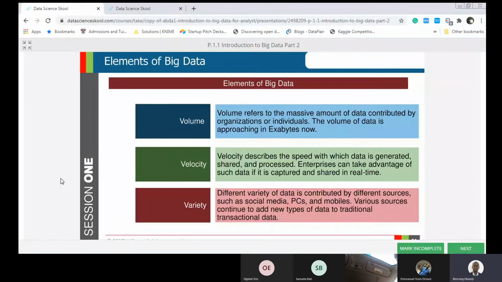Then velocity. Velocity is the rate of change. Within enterprises, imagine MTN again, 10 million people are making calls at the same time. Imagine the kind of massive data that they are going to be generating. Facebook has 2 billion subscribers on it, 2 billion active subscribers. That is more than the population of a continent, the biggest continent. Okay, maybe not more than Asia, but that is almost like a continent on its own.